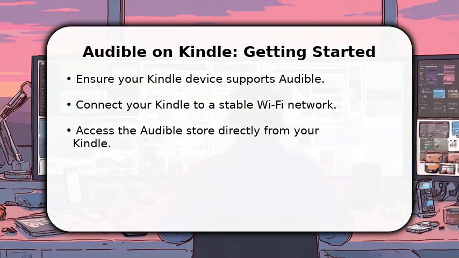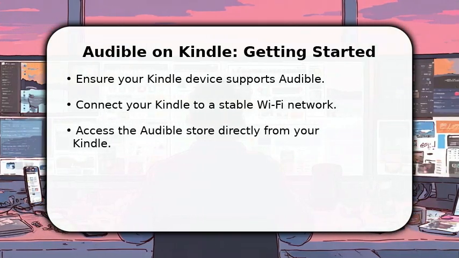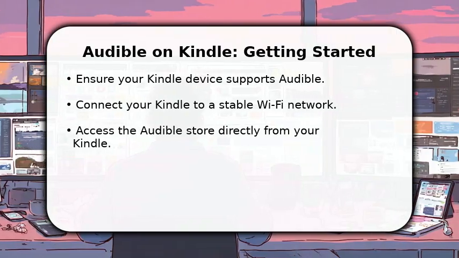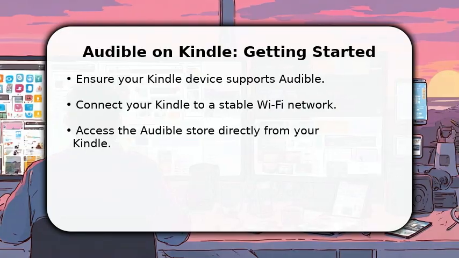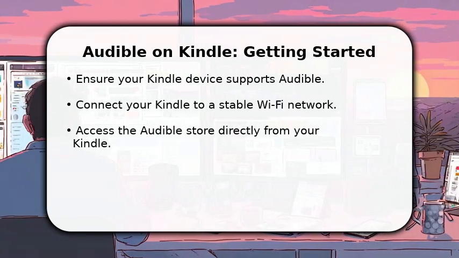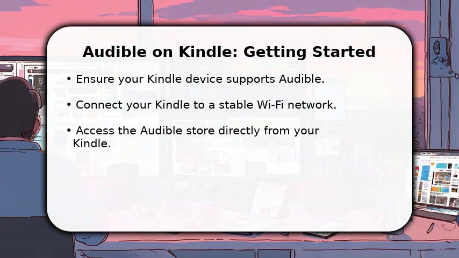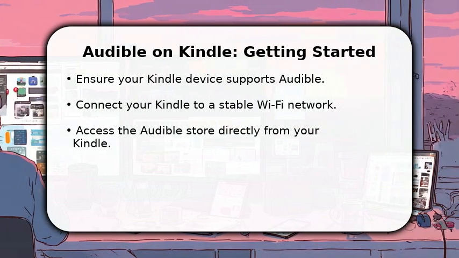Next, connect your device to a strong Wi-Fi signal to download your audiobooks efficiently. Finally, navigate to the Audible store on your Kindle to browse and purchase titles or access your existing library. It's a seamless way to switch between reading and listening.